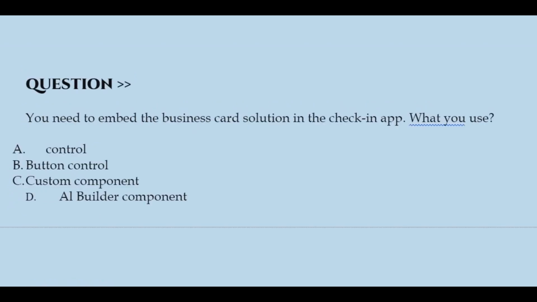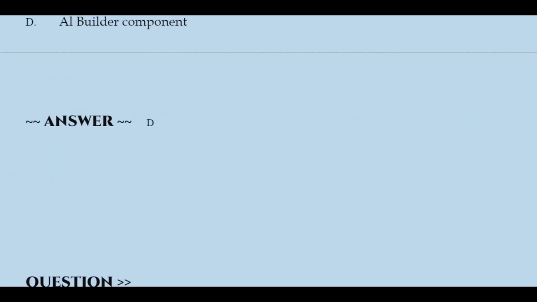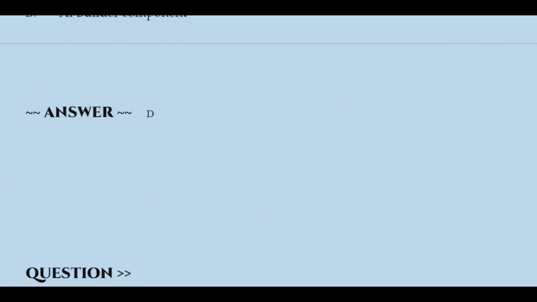Next one. You need to embed the business card solution in the check-in app. What do you use? Option A, control. Option B, button control. Option C, custom component. Option D, AI builder component. Correct answer is option D.